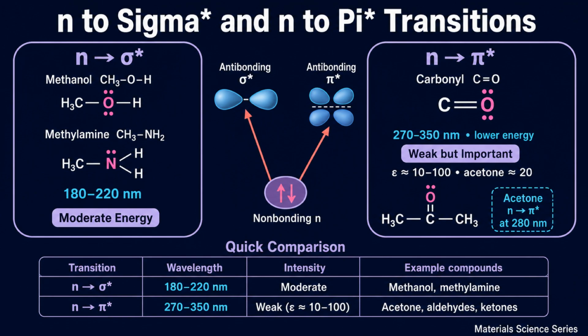N to sigma star transitions occur when lone pair electrons on heteroatoms like oxygen or nitrogen are promoted to sigma antibonding orbitals. These appear at 180 to 220 nanometers. N to pi star transitions involve lone pairs moving to pi antibonding orbitals, occurring at longer wavelengths, 270 to 350 nanometers. The carbonyl group in acetone shows a characteristic N to pi star band at 280 nanometers. These transitions are generally weak with low molar absorptivity values, typically between 10 and 100.